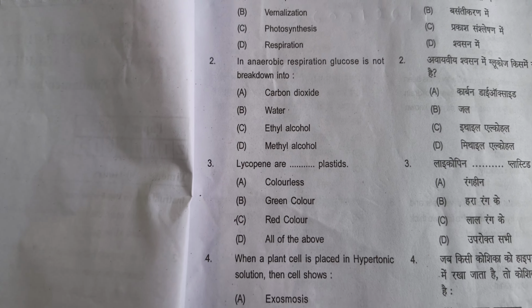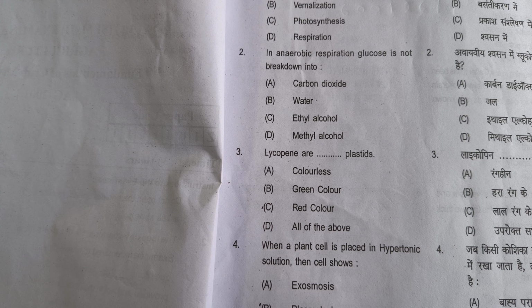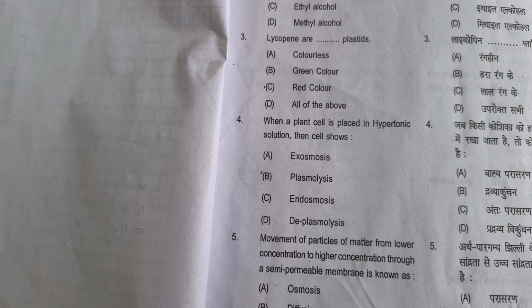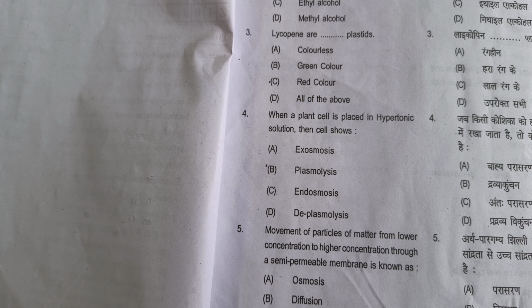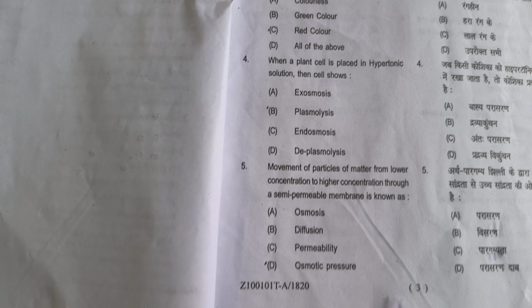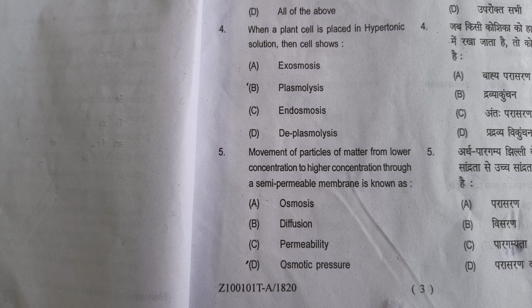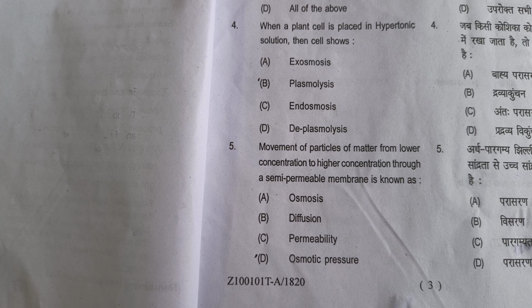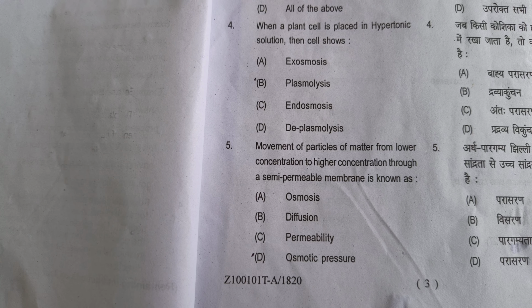Next, lycopene is a dash plastid. The right answer is red color. So lycopene is a red color plastid. Next, when a plant cell is placed in a hypertonic solution, then cell plasmolysis. Option B is correct. Next, movement of particles of matter from lower concentration to higher concentration through a semi-permeable membrane is known as. The right answer is option D, osmotic pressure.